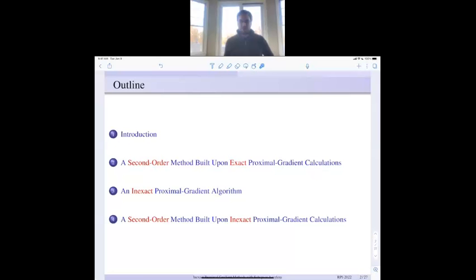So after that brief introduction, I'll talk about a method that has been accepted for publication. We started working on it a little over, maybe even about 2 years ago, but it's a second order method, and it's going to be built upon exact use of proximal gradient calculations. Importantly, it's based on exact proximal gradient calculations, which means it's applicable to things like L1 norms, and it's also applicable if you have group norms, as long as the groups of variables, how they're grouped together, are non-overlapping.